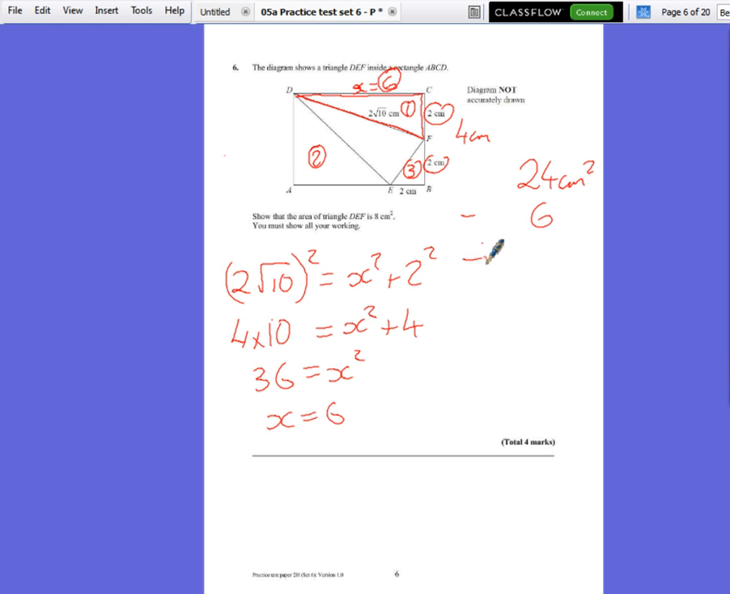We also want to take away the area of triangle 2. So if this is 2 and the full length is 6, this must be 4. And the side is 4. So 4 times 4 is 16 and half it is 8. And then finally shape 3 is 2 times 2 is 4 and half it is 2. So 24, take away 6, take away 8, take away 2. That would give us an area of 8 centimetres squared for the triangle that we're after.